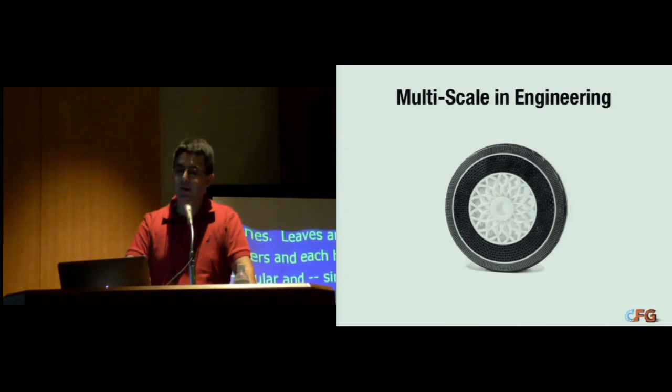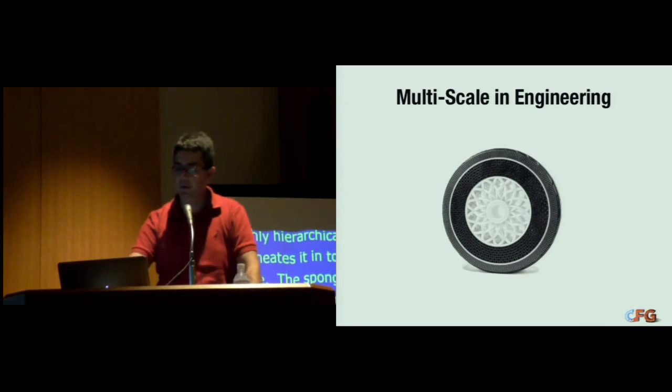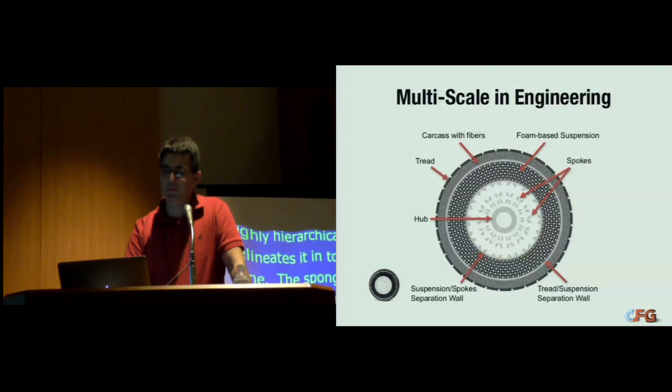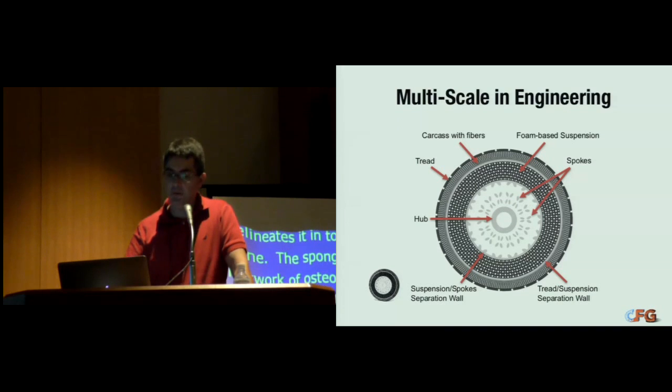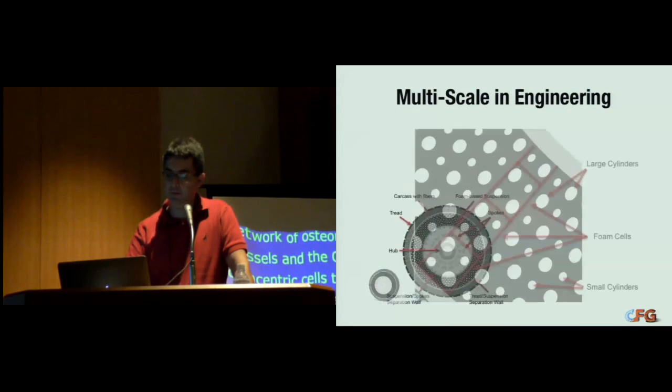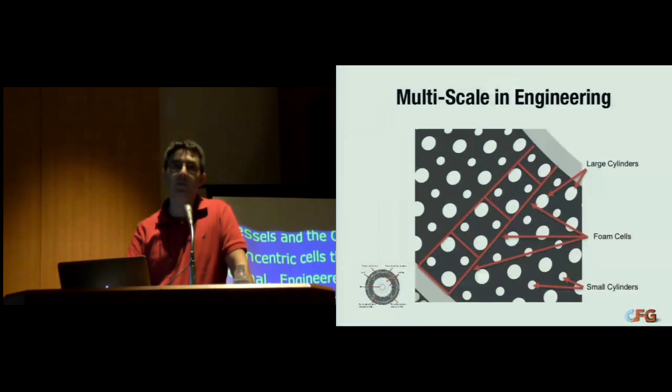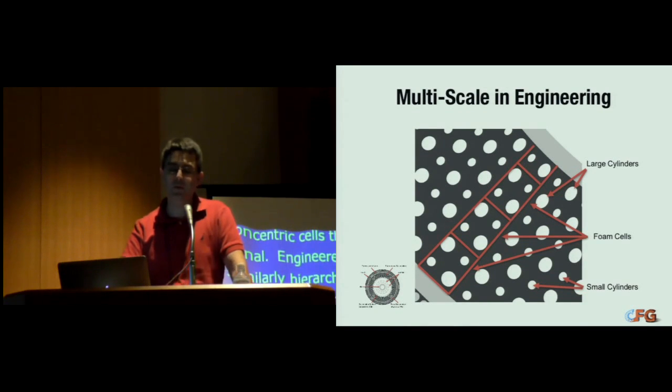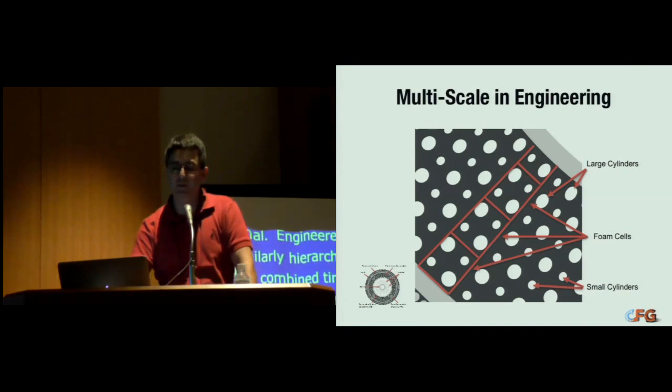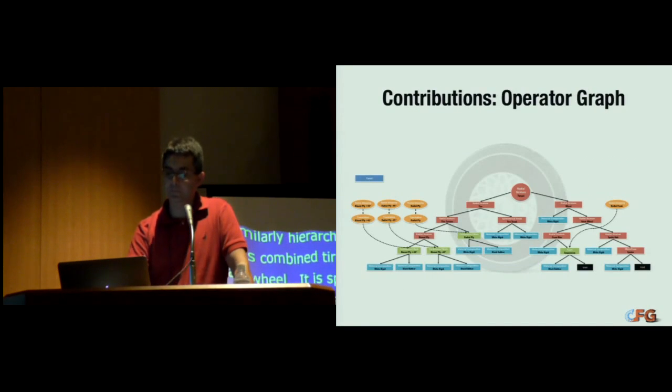Engineered objects have a similarly hierarchical design. Consider this combined tire and a wheel, also called a tweel. In the first level of the hierarchy, the tweel is split between the tread, the carcass, the suspension layer, the spokes and the hub, and with multiple separating barriers. Then each component has further hierarchical details, such as this foam suspension layer, which is made out of foam cells, with varying cylinders with different radii.